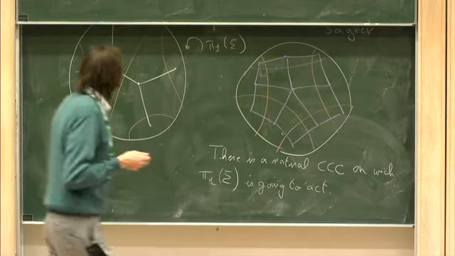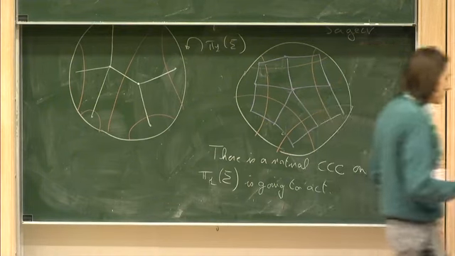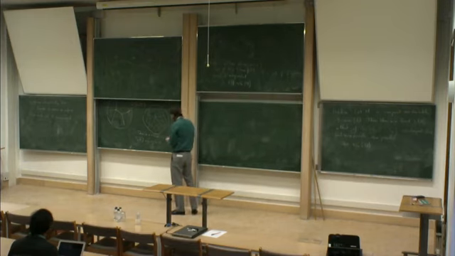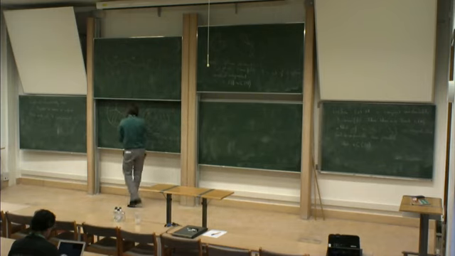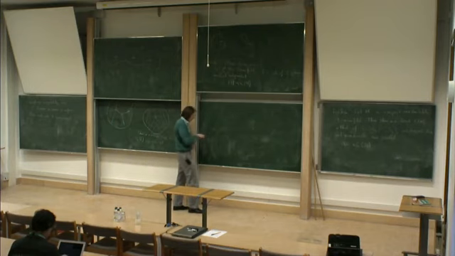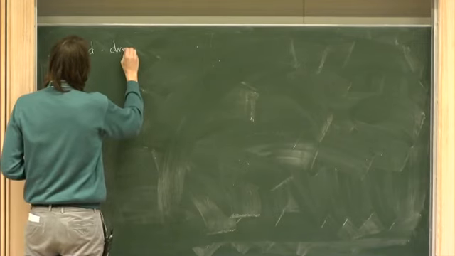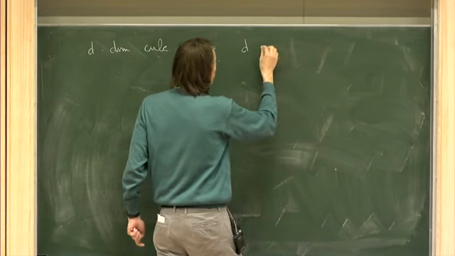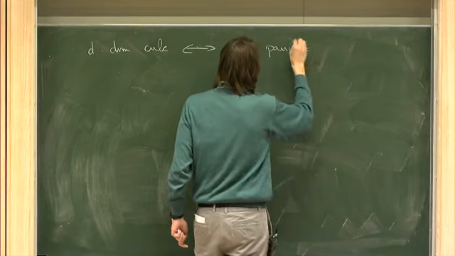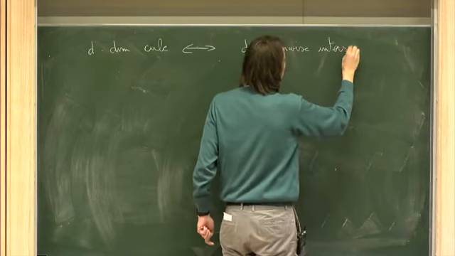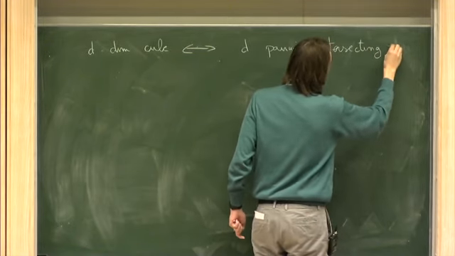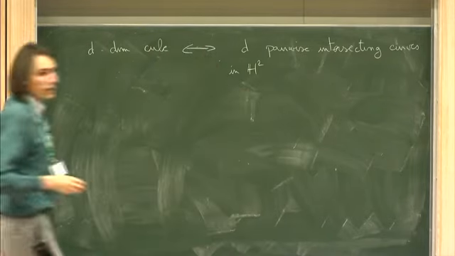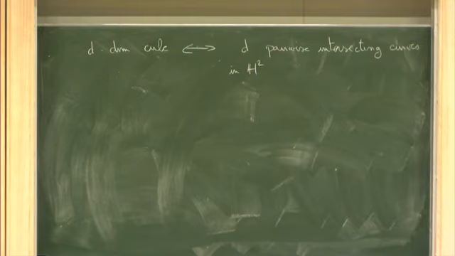And so what we have is that a d-dimensional cube is associated to d pairwise intersecting curves, in this case in H2, in the case of a surface.